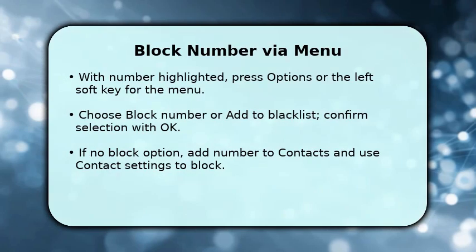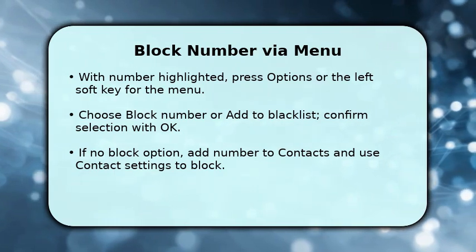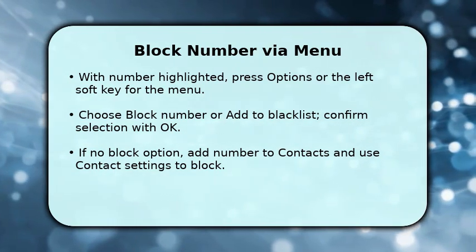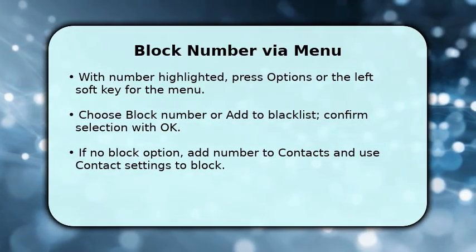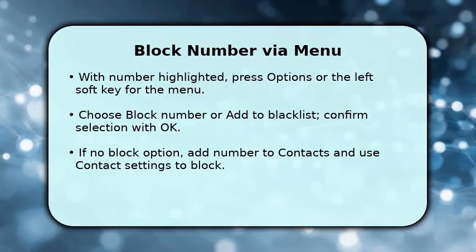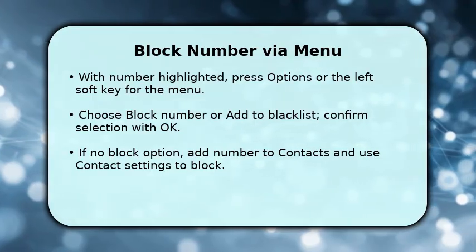itself. Now that the number is selected, press the Options key to open the Action menu. This is where blocking controls live. Choose Block Number or Add to Blacklist, and then confirm with OK. This tells the phone to reject future calls and SMS from that entry.